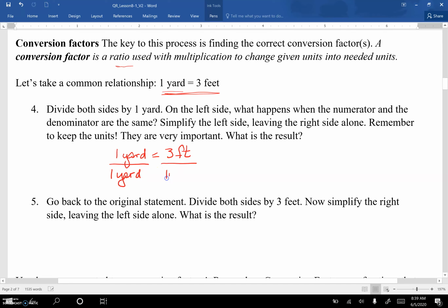If I divide this side by 1 yard and I divide this side by 1 yard, can I do that? Yes, that's one of the things about algebra. What you do to one side, you have to do to the other, and that keeps the equation the same. On the left-hand side, what happens when the numerator and the denominator are the same? Whenever you're dividing and the numerator and the denominator are the same, that's just 1. So if we simplify that side, it's just 1. And the other side is 3 feet over 1 yard.